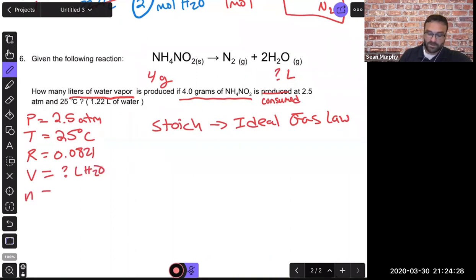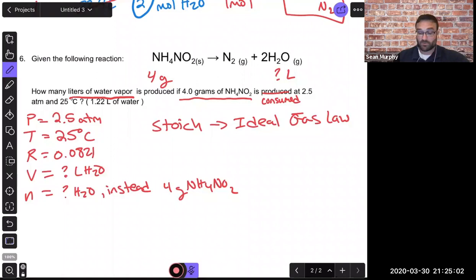The only thing that is really preventing us from just using the PV equals nRT formula is number of moles. We don't have number of moles of H2O. Instead, we have 4 grams of NH4NO2. All right, so what we're going to do is some stoichs. Remember, this is a 1 in front, and that's a 2.